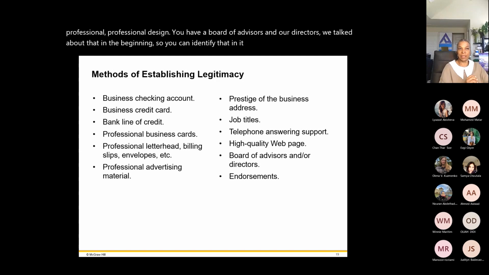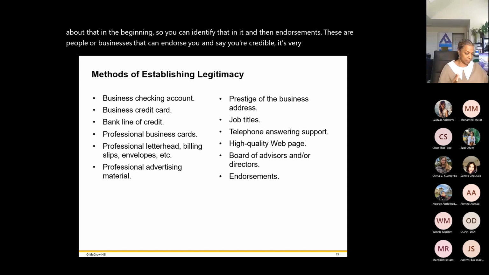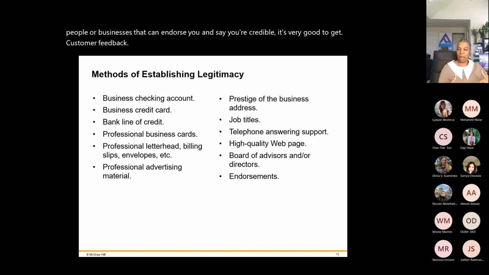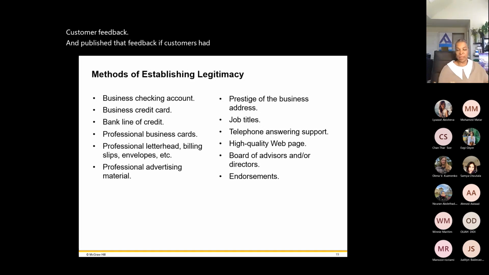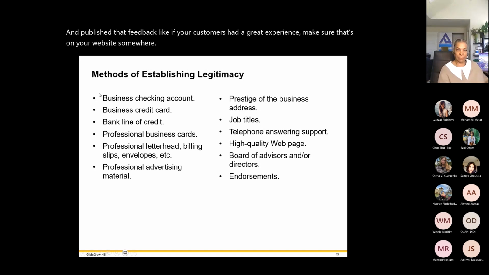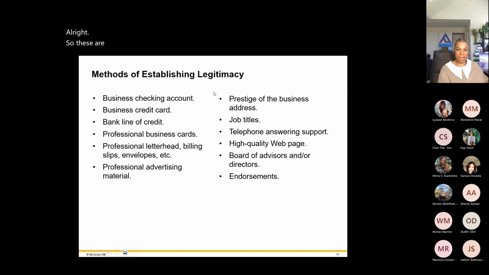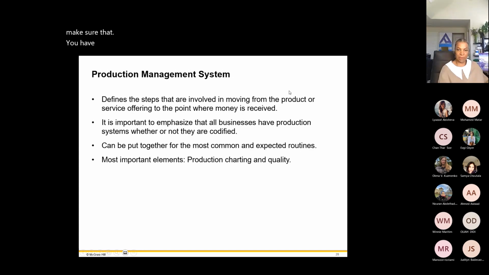And then endorsements. These are people or businesses that can endorse you and say you're credible. It's very good to get customer feedback and publish that feedback. If your customers had a great experience, make sure that's on your website somewhere, right? So these are ways to establish you're a legitimate business. There are some of the ways, so make sure that you have established those.